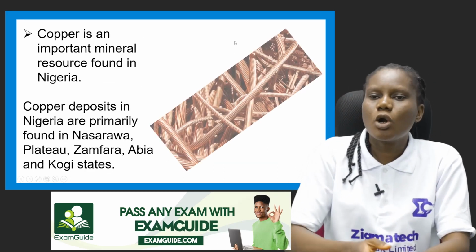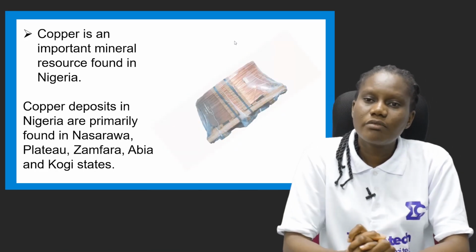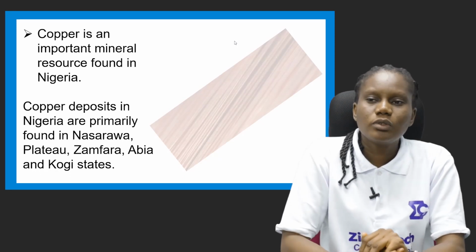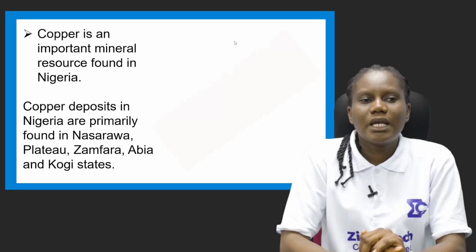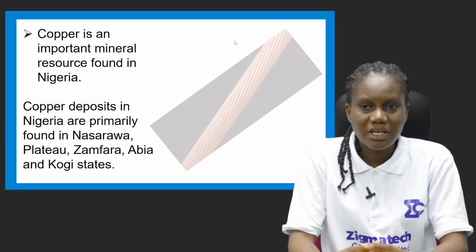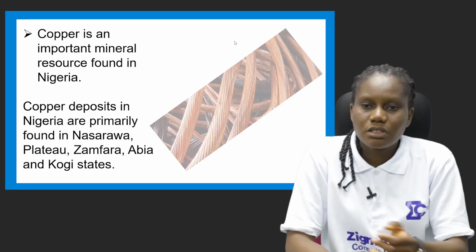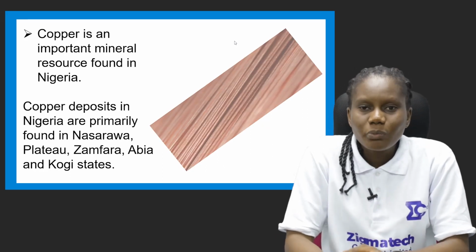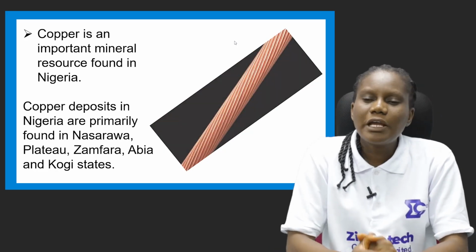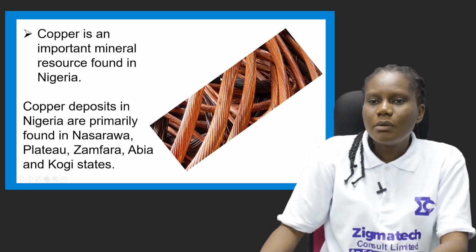So let's look at copper. The next mineral resource we are looking at is copper. We have looked at fossil fuel, we've looked at limestone, now we are on copper. Copper is an important mineral resource found in Nigeria. And where do you find it? Where is it deposited? You can find it in Nasarawa, Plateau, Zamfara, Abia State, and Kogi State. You can find copper deposits in these various states that I have mentioned.